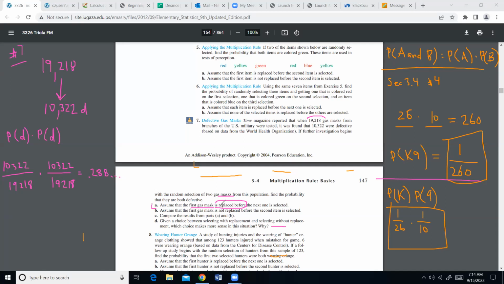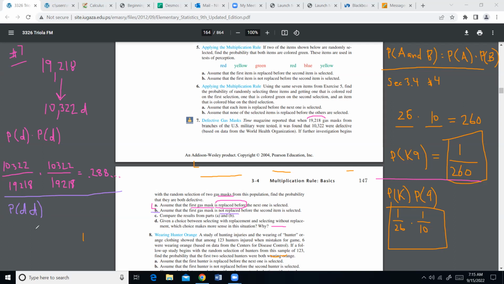So please notice this doesn't seem to make much sense in a real life situation. And that's why they actually have exercise part B for us. They say, it makes no sense to replace. Why don't you just throw it away? Because that's a bad mask. So what's the probability that you select both defectives, but you not replacing the first one?